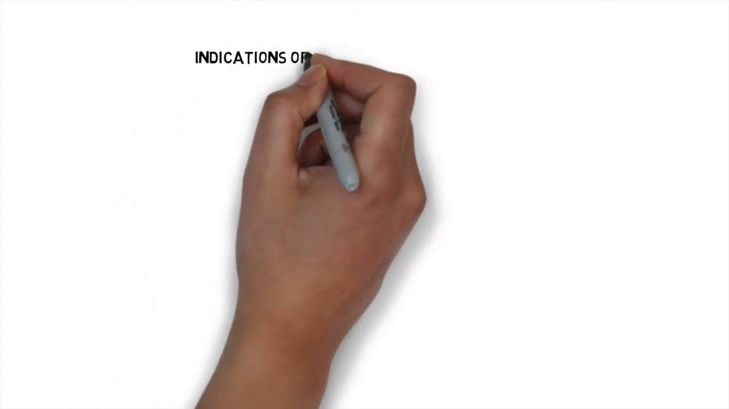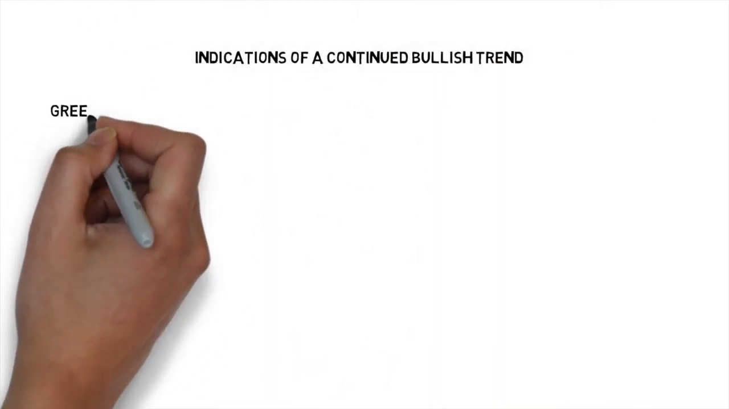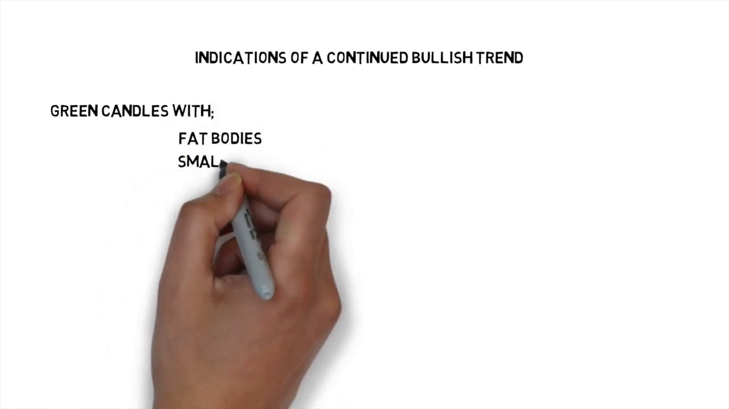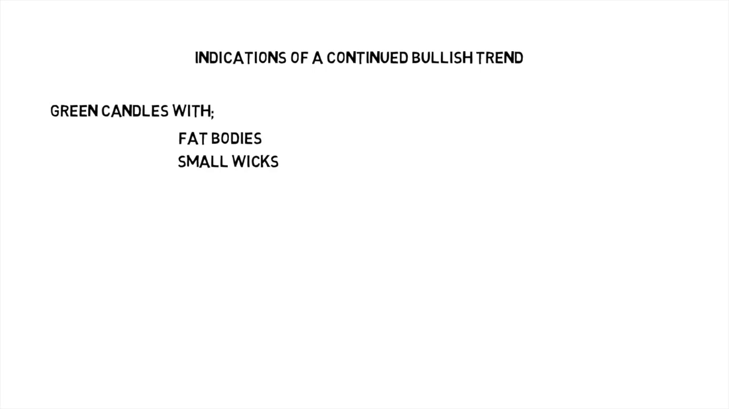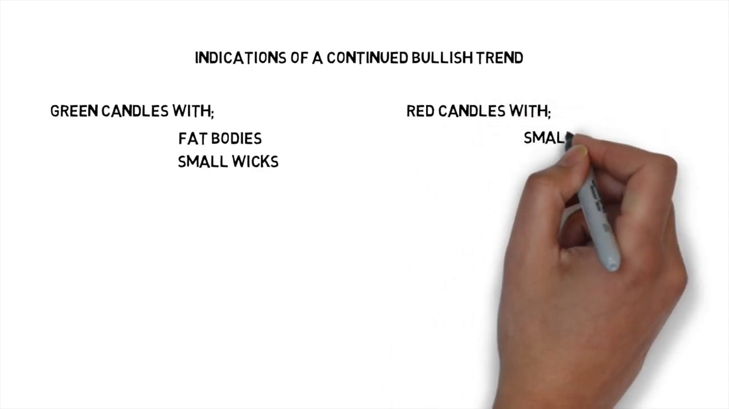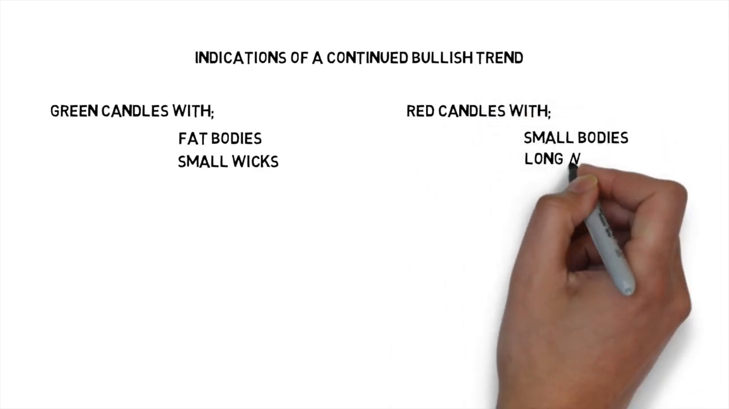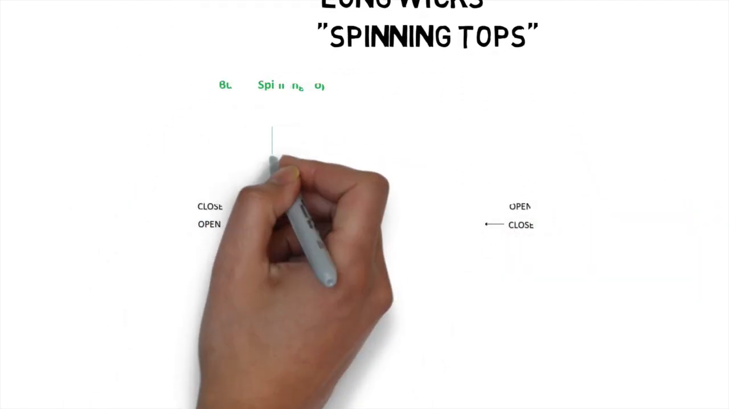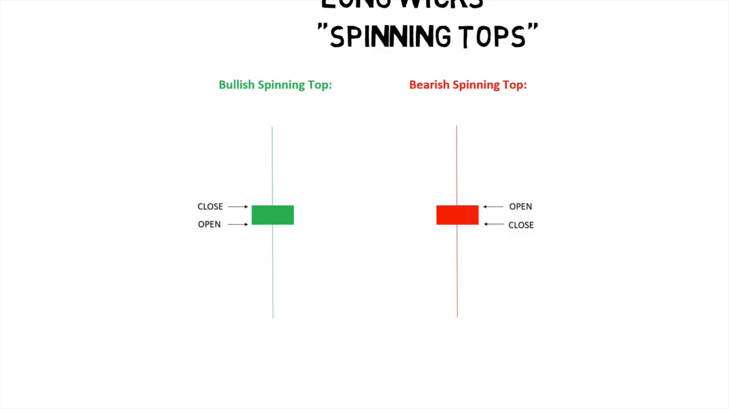So let's say you're going long in a bull trend. Some of the things you might like to see in your green candles are fat bodies and small wicks, indicating decisive victories by the bulls over that period. Some of the things we might like to see in our red candles are small bodies, long wicks, and lots of spinning tops. A spinning top refers to a type of candle with a small body and in this case a very long bottom wick.